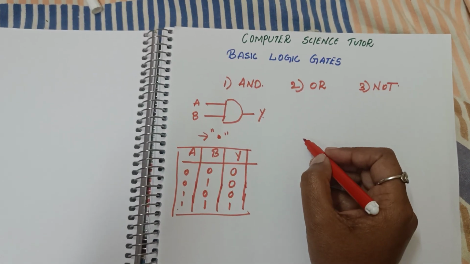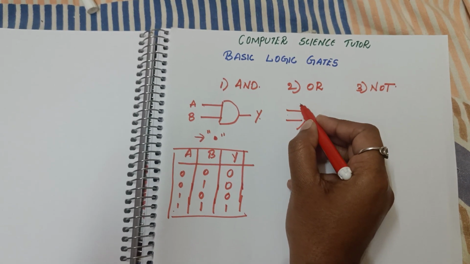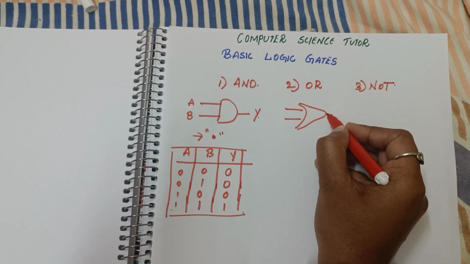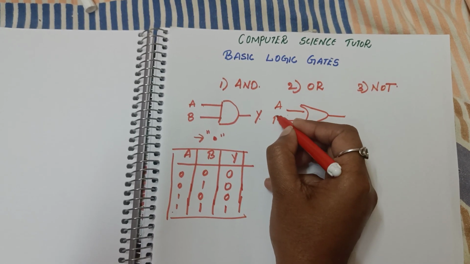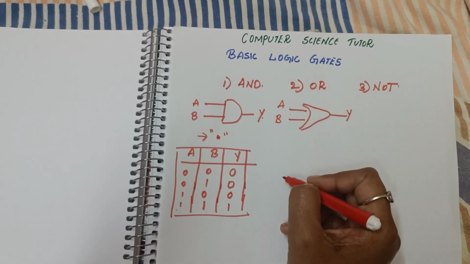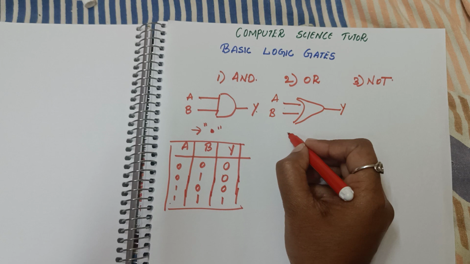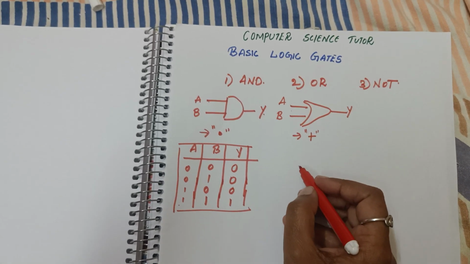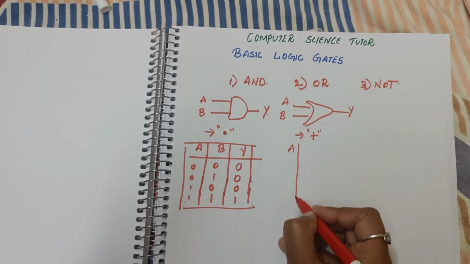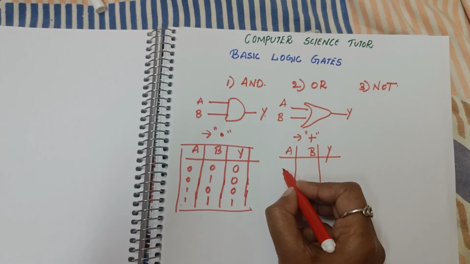So next let me know OR gate. So OR gate is denoted like this. This is the logical symbol. So here also we can take two inputs or three inputs, only one output. So it is always denoted with the plus symbol, logical addition. So let me know the truth table for OR gate.